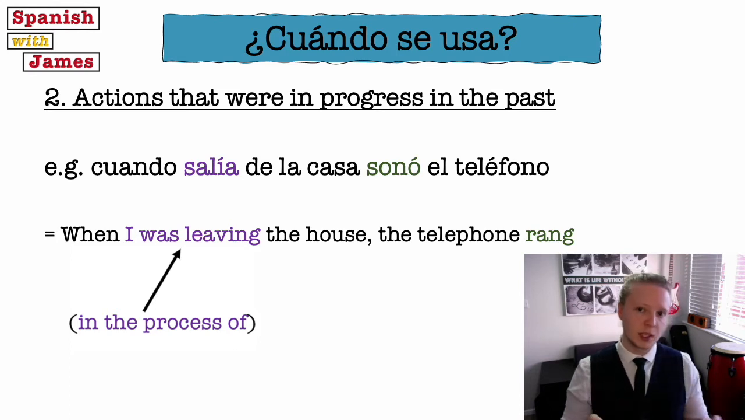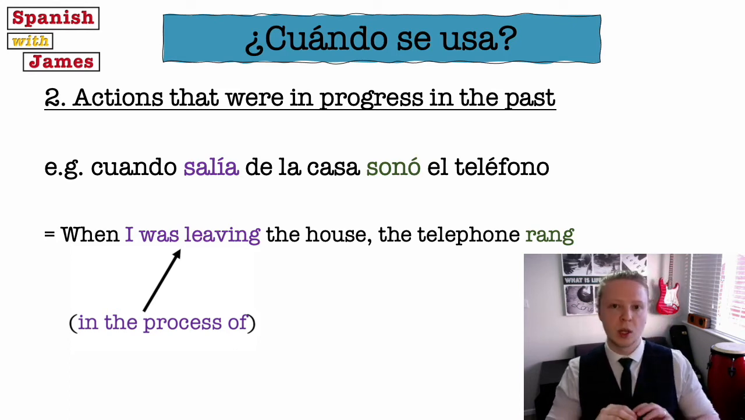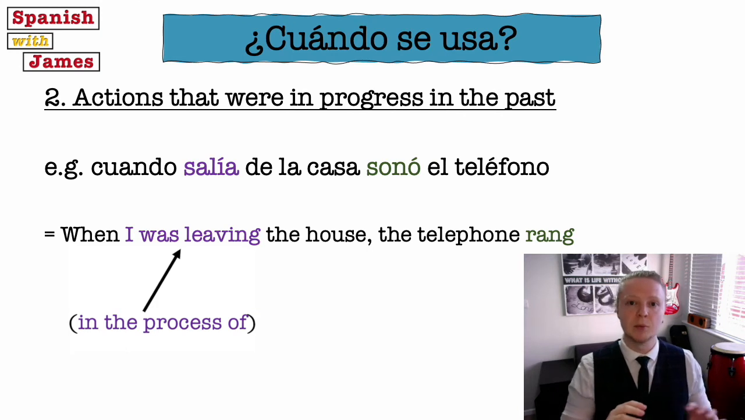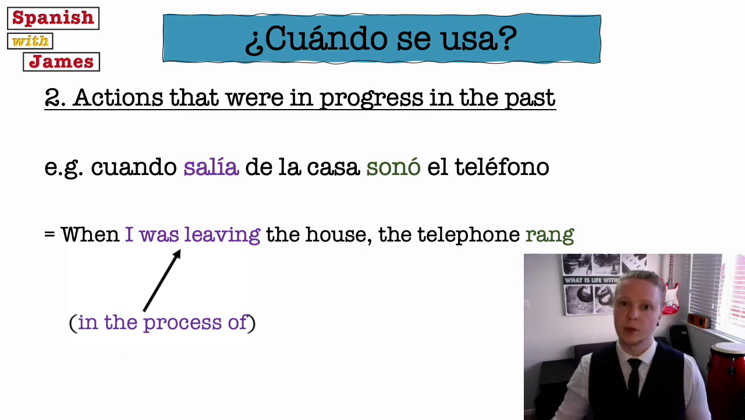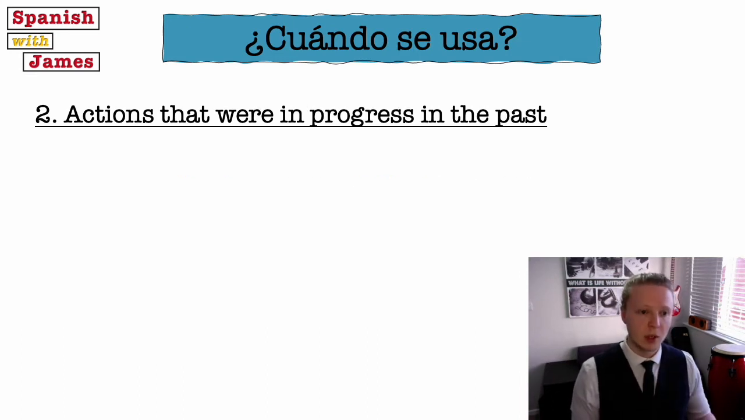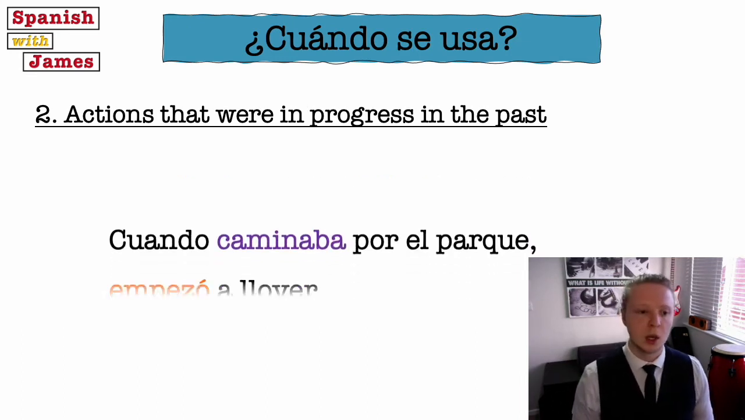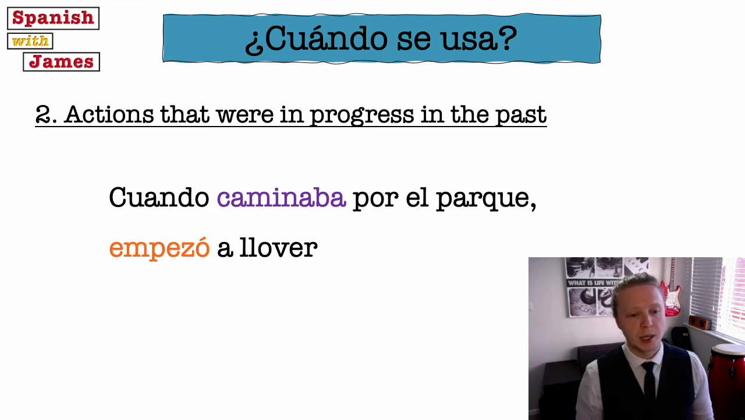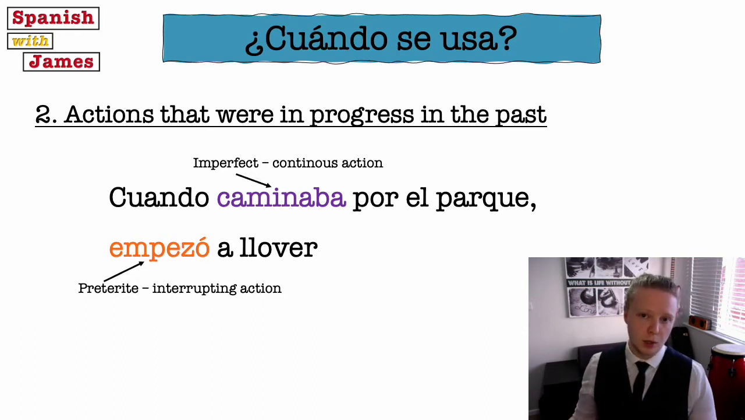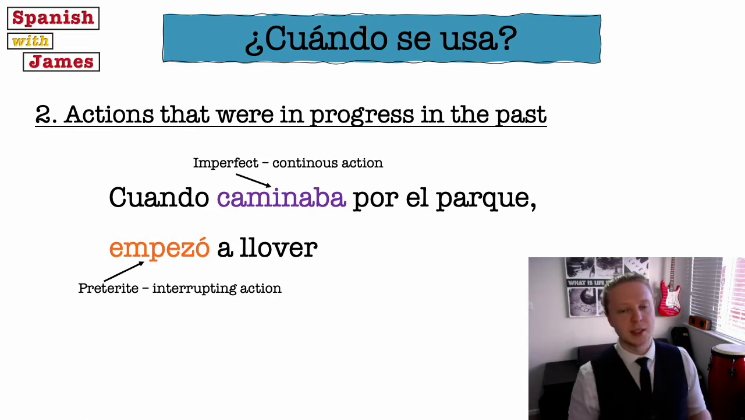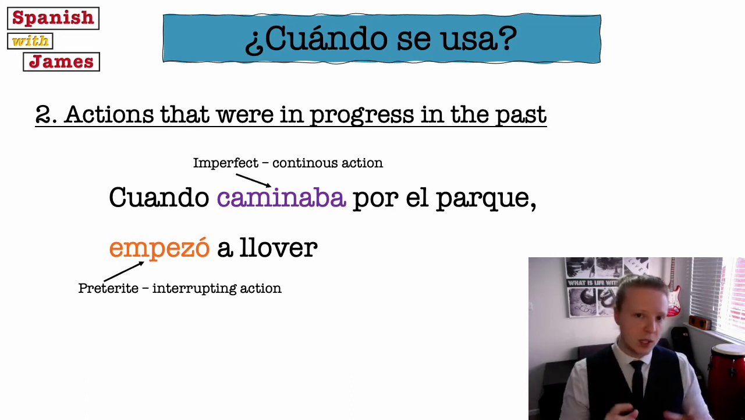So the imperfect here tells us that this action was taking place, it was in progress, but it wasn't yet complete, and then the preterite tells us what the interrupting action is. Now another example of that same usage would be cuando caminaba por el parque, empezó a llover. So here we've got the imperfect, and here we've got the preterite. So when I was walking through the park, or as I was walking through the park, it started to rain. So you see this quite a lot, imperfect with the preterite side by side.